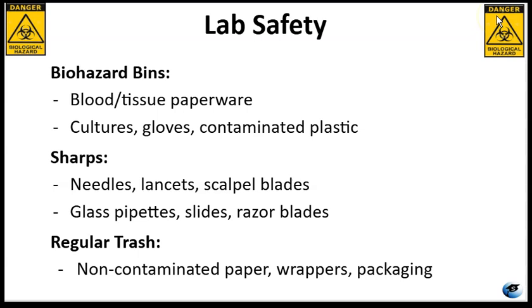You want to use biohazard bins for blood or tissue-contaminated paperware, cultures, gloves, anything that is contaminated but isn't a sharp. A sharp is going to include things like needles, lancets, scalpel blades, glass pipettes, slides, razor blades. Anything that's sharp enough to poke through a plastic bag goes into a sharps bin. And then you only want to use the regular trash cans for things that are not contaminated and not sharps. So these are going to be like clean paper wrapping, packaging, regular office type garbage.